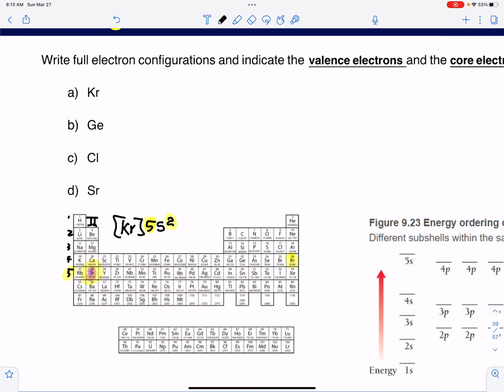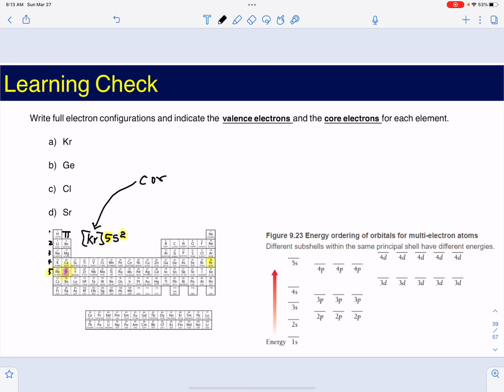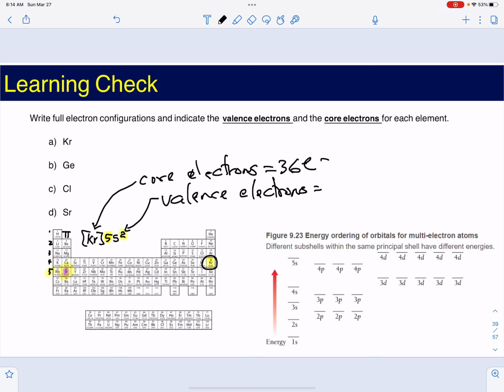So that's how we do the noble gas configuration, and that's how we know that these are going to be my core electrons, and krypton is number 36, which is 36 electrons. And these are going to be my valence electrons, which in this case is a total of 2 electrons. So that's how we do the noble gas configuration.